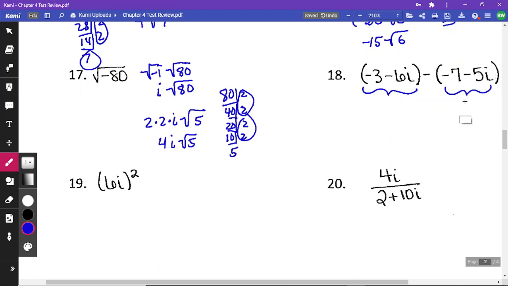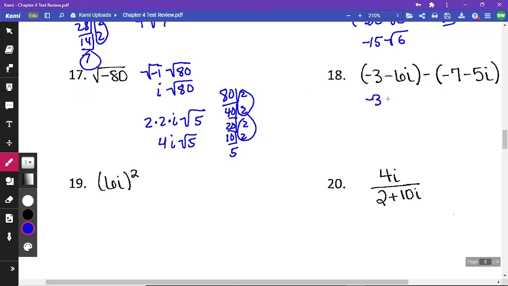What we want to do with those two complex numbers is we want to subtract them. Okay, take the first one minus the second one. And the way we do that is we operate on the real parts. We do that operation of subtraction on the real part, and we also do it on the imaginary part, and we're left with another complex number. So you just take the negative 3 minus negative 7.